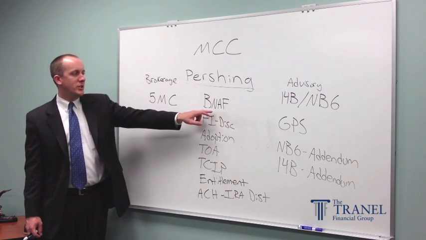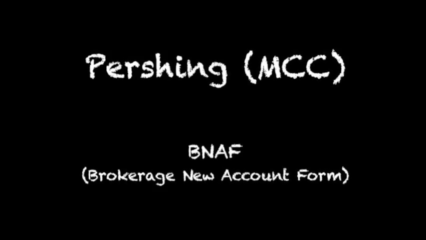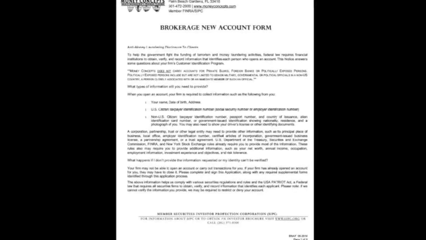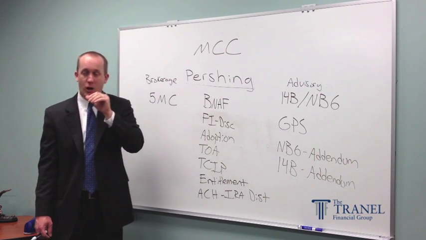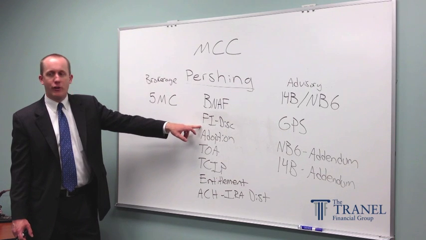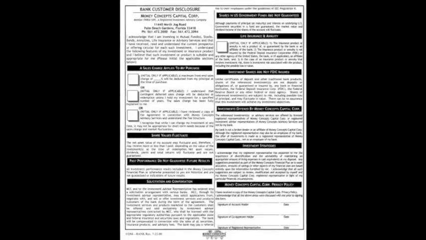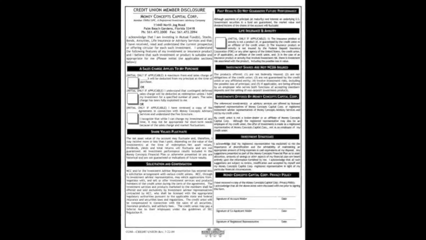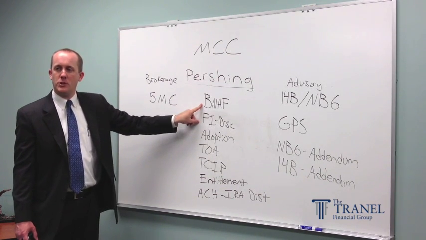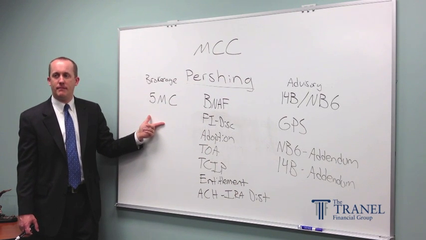The form you're always going to need, no matter what, is a brokerage new account form, often referred to as a BNAF. Whether you're opening up 5MC or advisory, you're always going to need the BNAF. In addition to that, you're going to need the financial institution's disclosure form, which comes in either a bank disclosure form or a credit union disclosure form. These two forms are the only forms you really have to have in order to open up the 5MC.